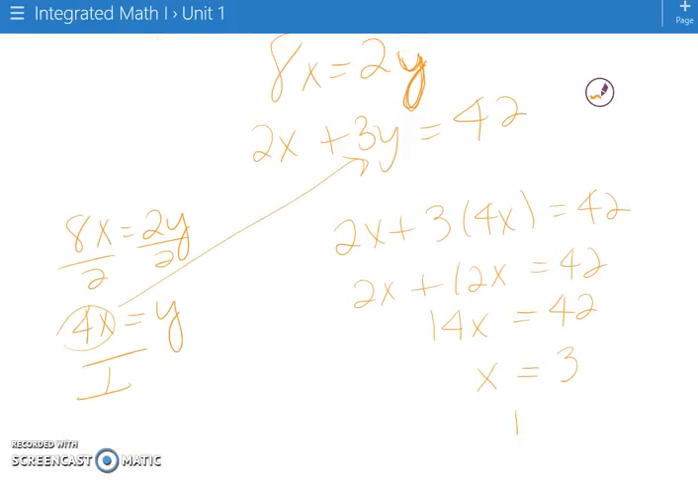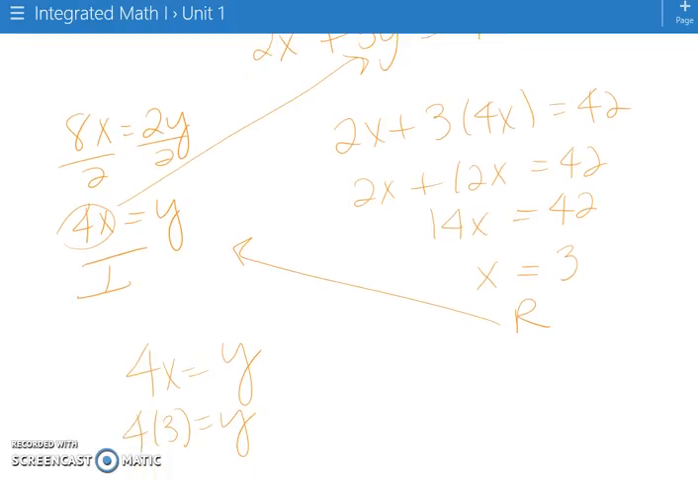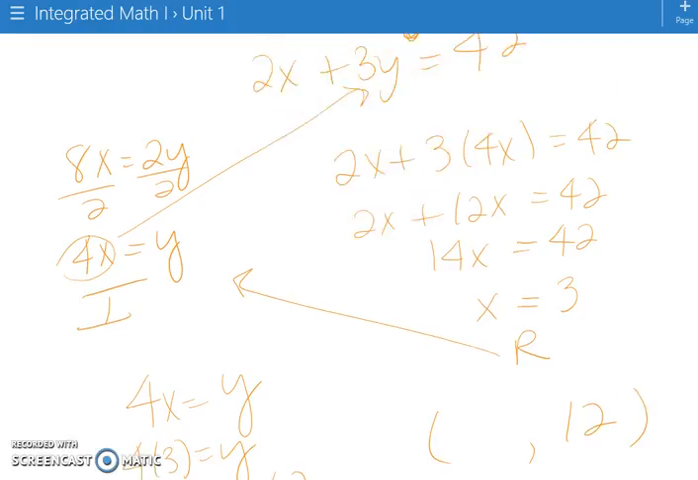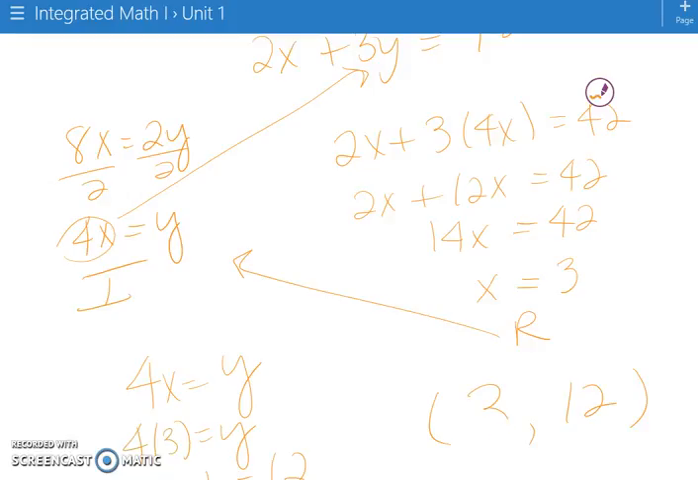So I've isolated, I've replaced, and now I'm just going to plug in the fact that I know x equals 3. So 4x equals y. 4 times 3 equals y. y must be 12. And I forgot to mention, you want to make sure you write your solution as an ordered pair. So I'll put 12 over here and x equals 3 over here. So my final solution will be (3, 12).